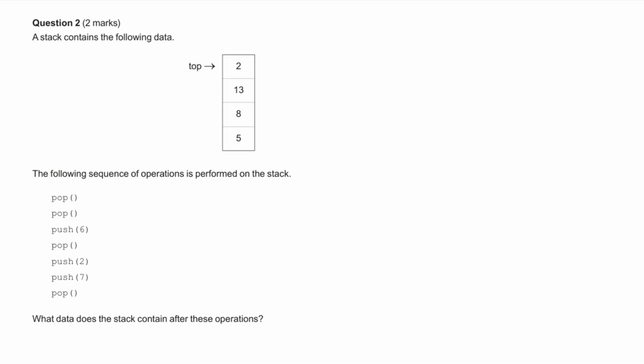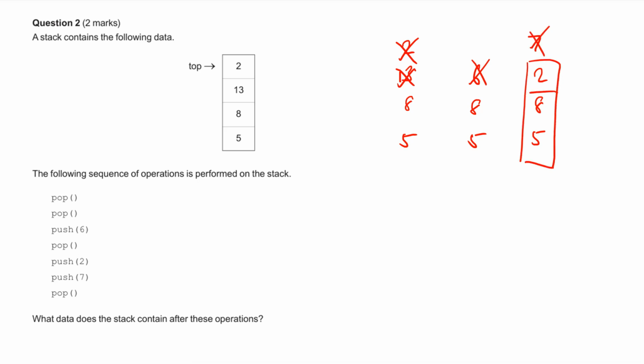Number two. So we're going to start with this 2, 13, 8, 5. First we pop, then we pop, then we push 6 on top, so we now have 6, 8, 5. We pop the 6, we push a 2 onto the top, and we push a 7 onto the top, and then we pop the 7, and we are left with 2, 8, 5.